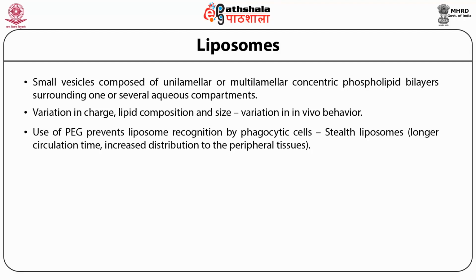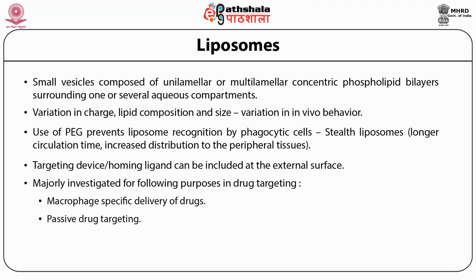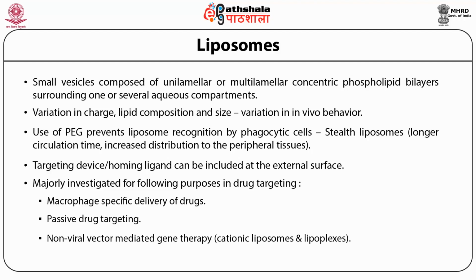Then we have also developed pegylated liposomes. In pegylated liposomes, we pegylate the phospholipids, and in this way we can prevent the recognition of liposomes by the phagocytic cells, and that leads to the development of stealth liposomes that have longer circulation time and increased distribution to the peripheral tissues. And further, you can also attach the targeting device or the homing ligand to the surface of liposomes. The areas in which liposomes have been investigated previously include macrophage specific delivery of drugs, passive drug targeting and non-viral vector mediated gene therapy.